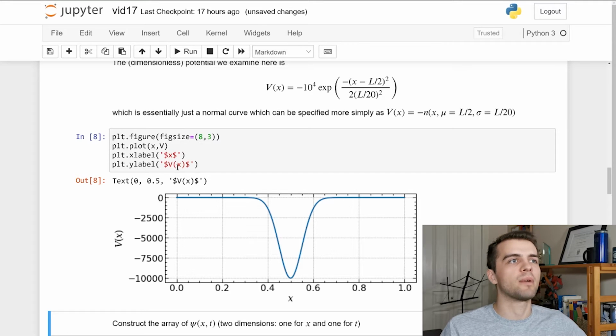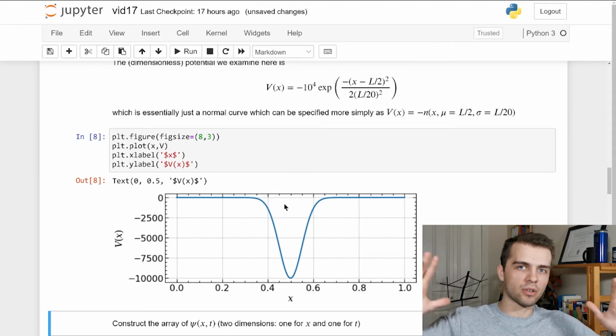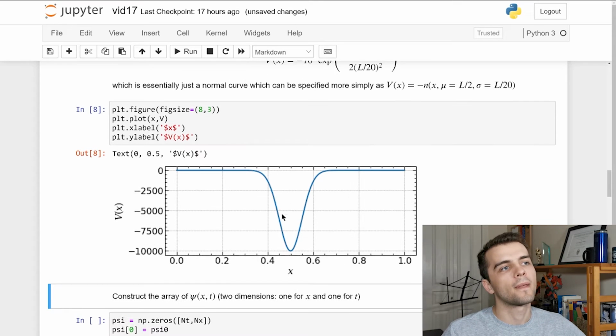And so this is what I was talking about. You're bounded between here and here, but you have this place here in the potential, and the particles are going to want to go to the place where the potential is small.